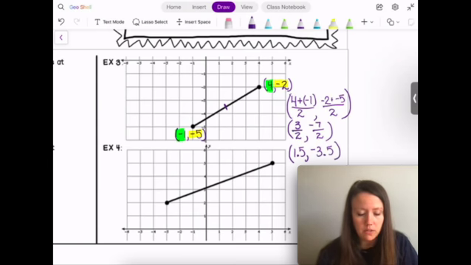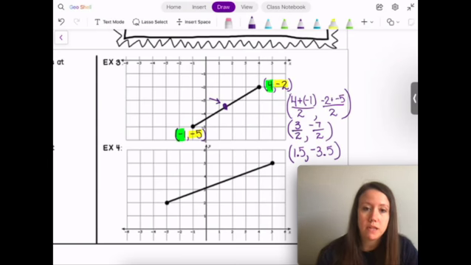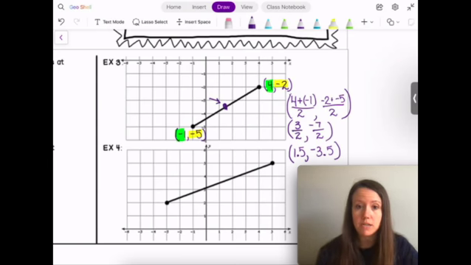Now, does that look like where I put my halfway point there? Is that at (1.5, -3.5)? Yes. So I accurately found the midpoint. Right? Remember, again, you can check OneNote for the other two examples.